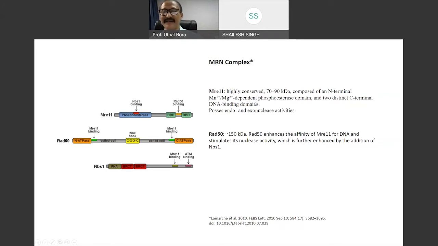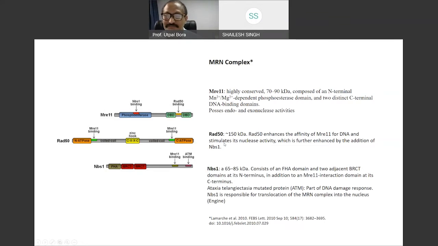Its affinity for DNA will be stimulated. Otherwise, MRE11 itself doesn't prefer to bind to DNA, but once it is in association, it has the DNA binding domains, and that character is stimulated by the association with RAD50. Now, this nuclease activity is further stimulated by the association of NBS1, which is 65 to 80 kilodalton.